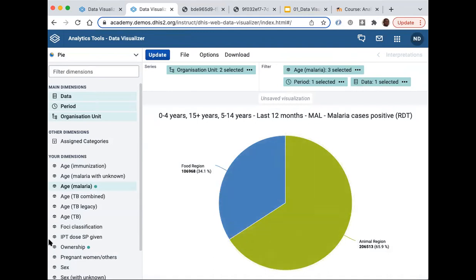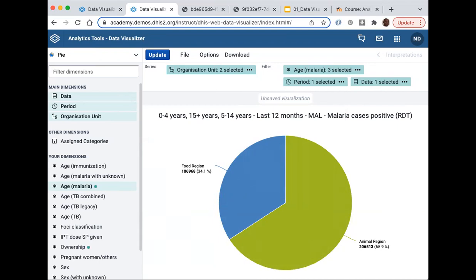Okay, so that's the beauty about the pie chart. Very easy, only dealing with two dimensions, you can move them around and keep changing according to what you want. So that was to do with the pie chart.